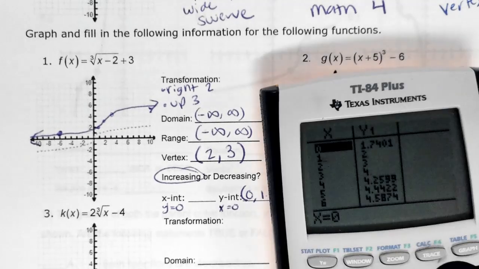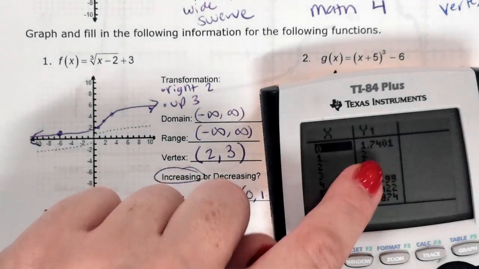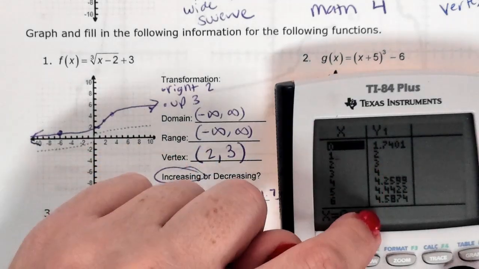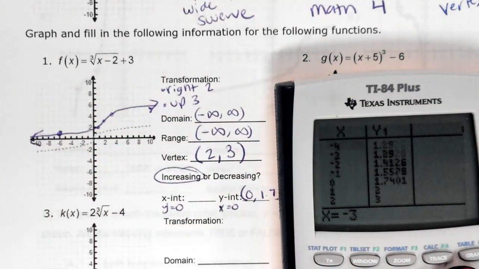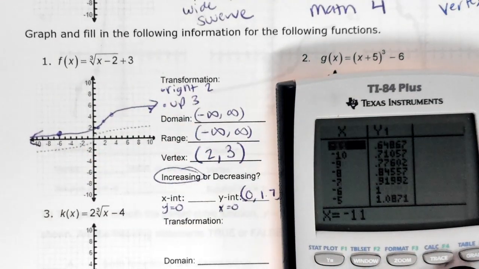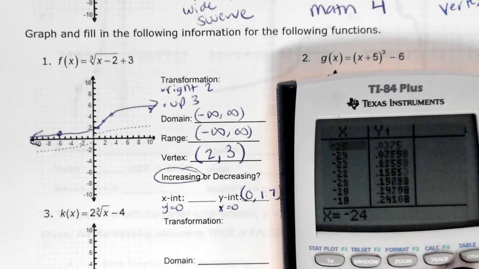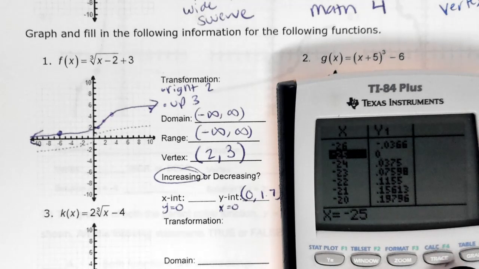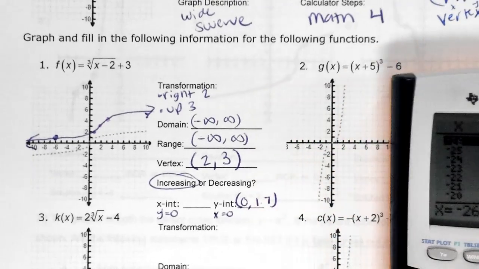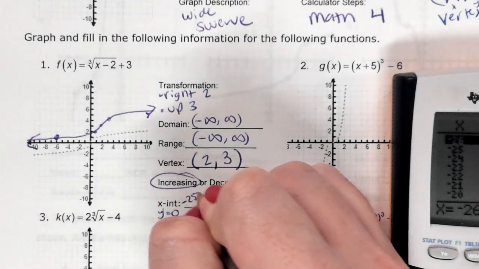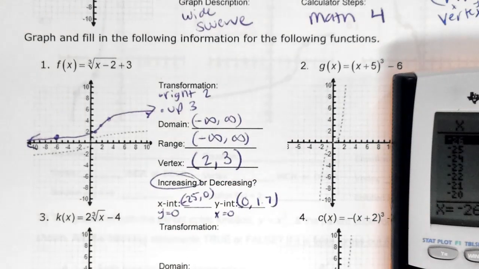Everybody okay with that? Now to find my x-intercept, I need to scroll and see if I can find where y is 0. So y is getting smaller going up, so we're going to keep scrolling up. And we're looking for where it is 0. And here it is. So (negative 25, 0). Any questions with that? Okay, so I want y'all to try example 3.